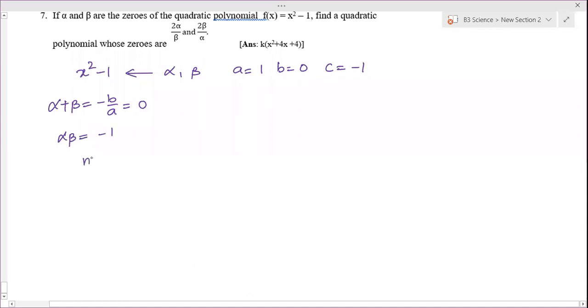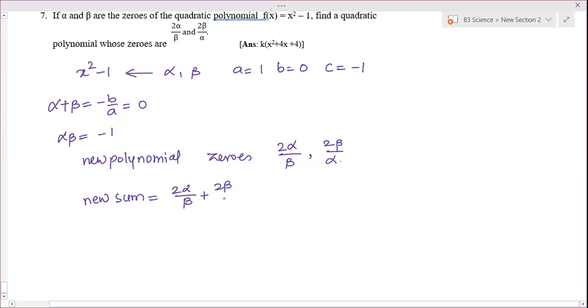Now for the new polynomial, the zeros are 2 alpha by beta and 2 beta by alpha. For forming the polynomial, we need the sum of these two zeros. So the new sum is 2 alpha by beta plus 2 beta by alpha. We have to simplify it in such a way that we can substitute these values in this equation. So simplify this. How to add?